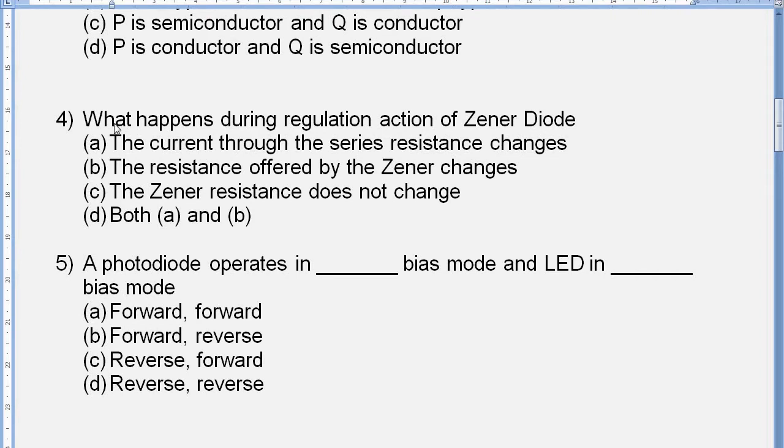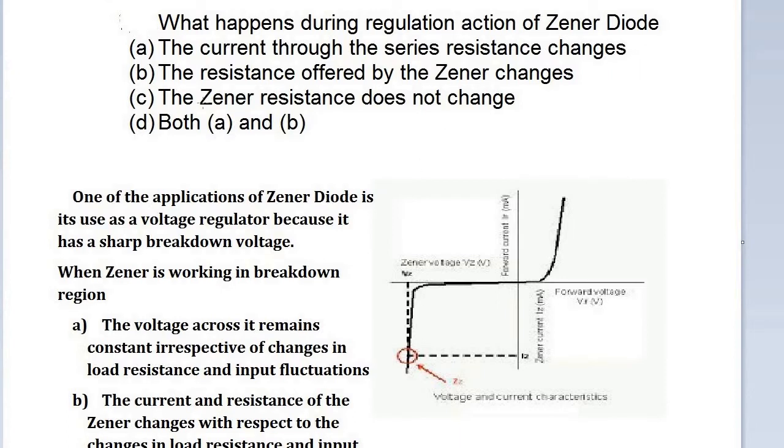Question number 4: what happens during the regulation action of a Zener diode? When a Zener is working as a voltage regulator, it is always operated in reverse bias mode. We'll see the characteristics of a Zener diode. One application of the Zener diode is as a voltage regulator. It gives a constant output voltage irrespective of fluctuations in the input and the load resistance.